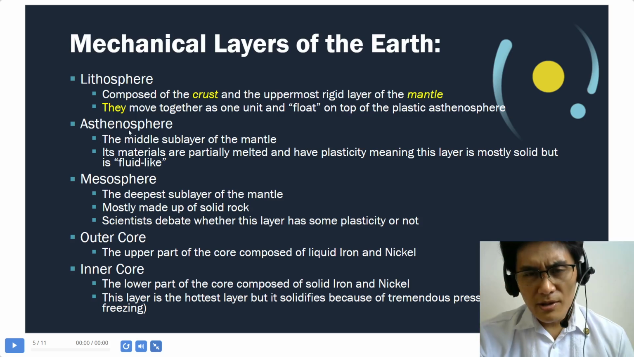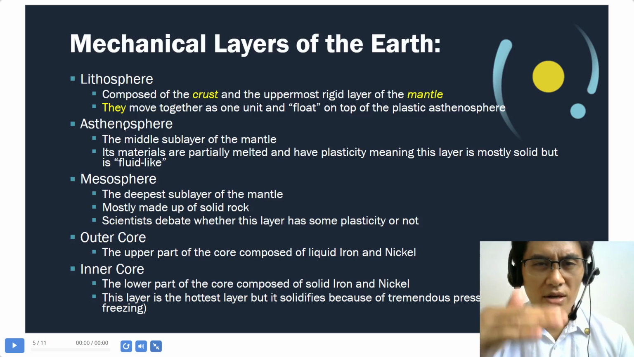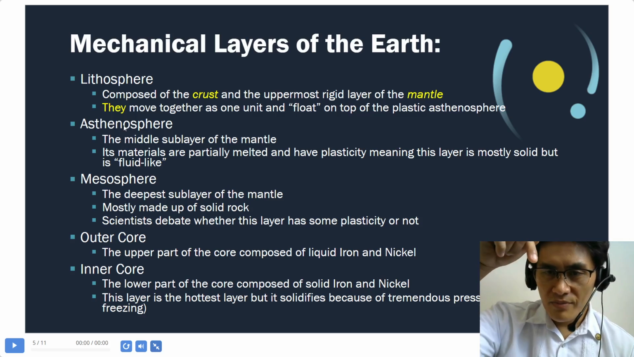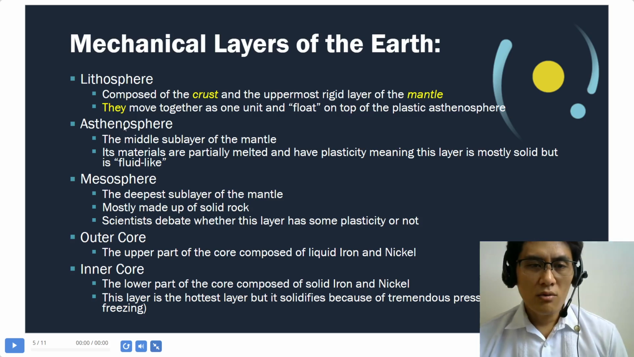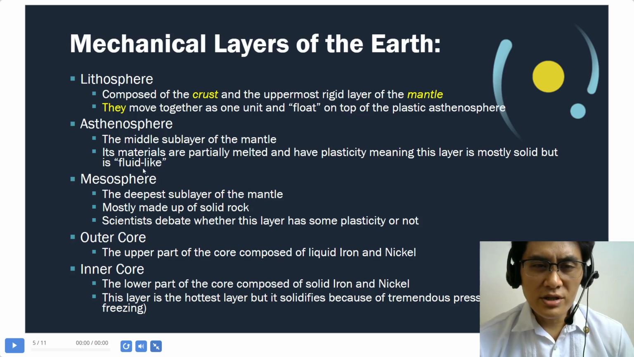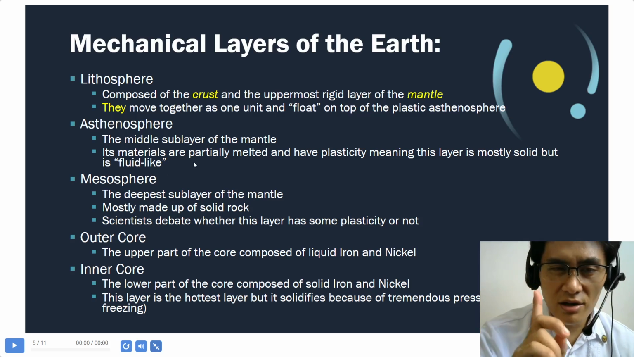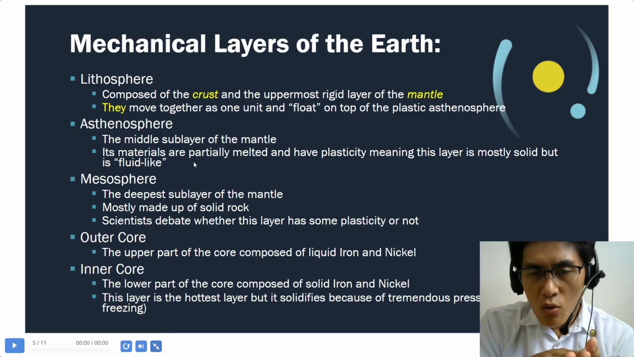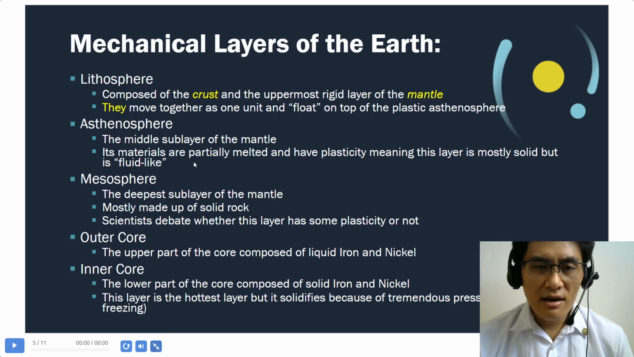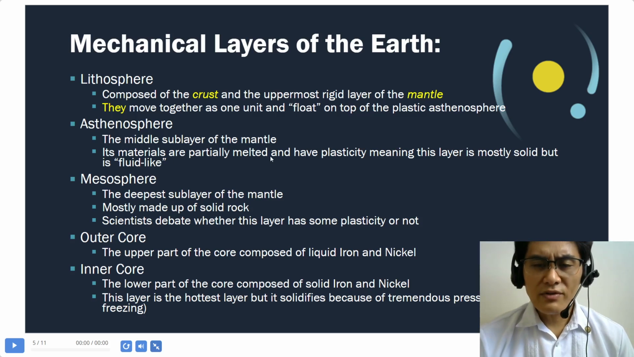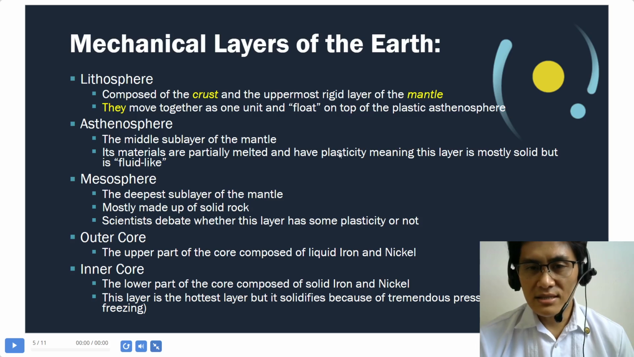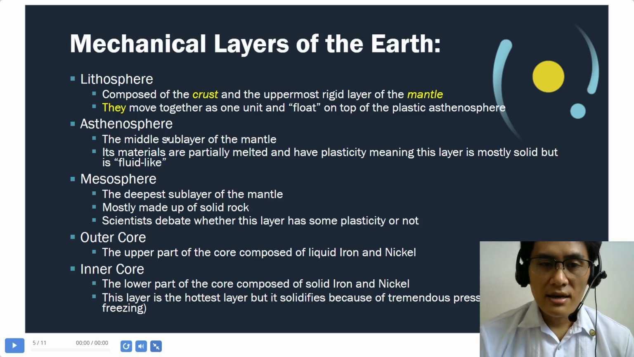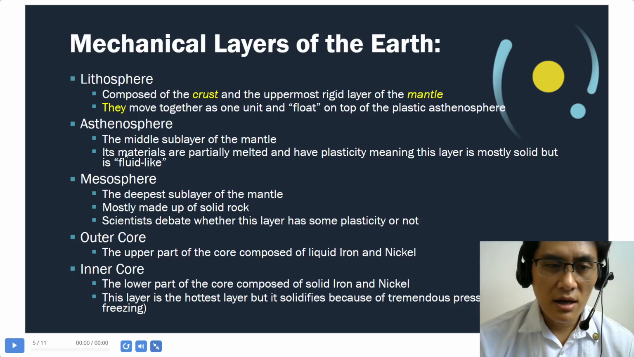Now, the asthenosphere below it is curious because it is partially melted, just because it becomes hotter as you go down towards the center of the earth. And so it's partially melted. Technically, it still is solid, but because it's partially melted, it kind of flows very slowly like a fluid. We have a term for that. That term is called plasticity. So we say that the asthenosphere has some plasticity. It is solid, but it's partially fluid.